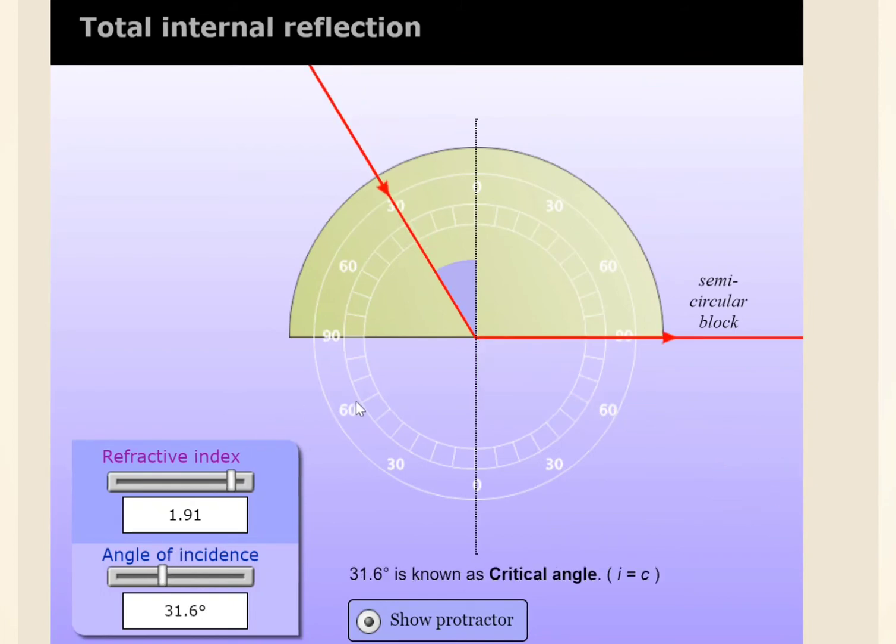Okay, so we have done 4 examples here. If you are in the lab, you can do the same thing. The angle of incidence is 31.6 degrees. You see the refracted ray is on the boundary, which is 90 degrees. So this is the critical angle. We can conclude that the critical angle depends on the refractive index. The higher the refractive index, the smaller the critical angle. So refractive index also tells us the optical density of a medium.